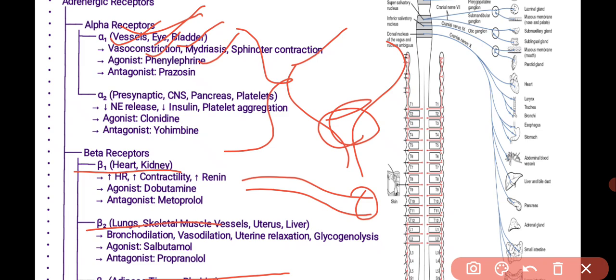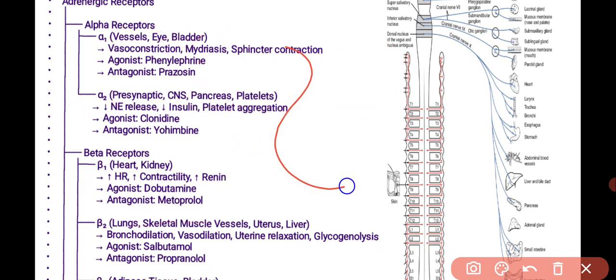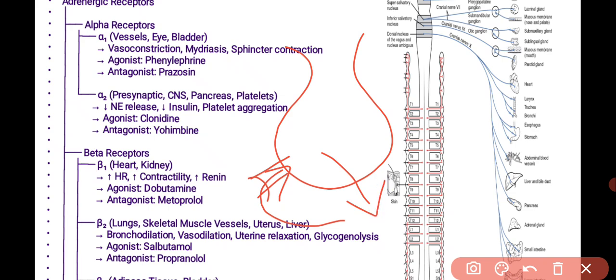Alpha 2 receptors are present on the pancreas, where they decrease insulin release. They are also present in the CNS, and stimulating them generally has inhibitory effects. They are present on the presynaptic nerve endings themselves, and their stimulation decreases the release of norepinephrine. They are also present in the medulla of the CNS, where stimulation decreases sympathetic outflow. They are also present on platelets, where they are associated with platelet aggregation. So these are the effects of alpha receptors.